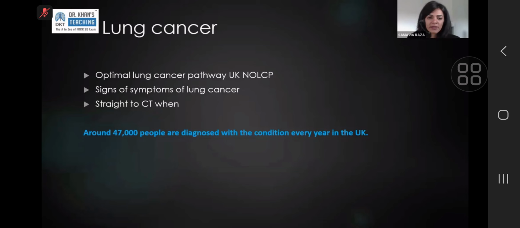Very few centers in the UK do that. Well, almost one or two do that. The optimal lung cancer pathway, however, was developed by the UK a while ago, and it's a very aspirational document. I will show you that document in a bit.